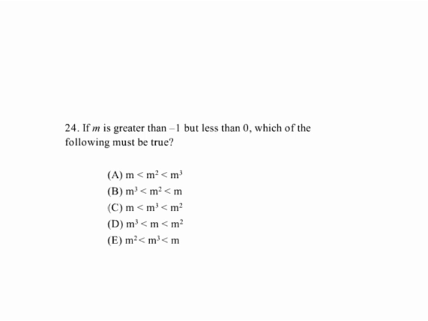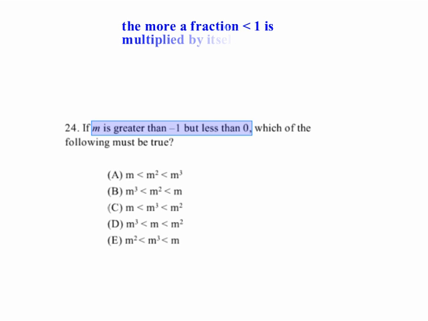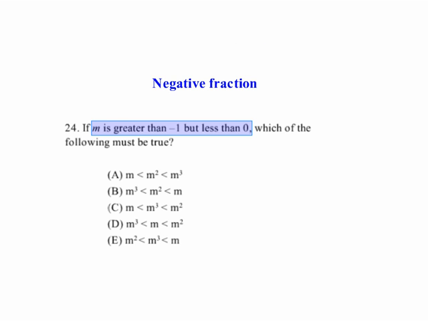In this question, we're given that m is greater than negative 1 but less than 0, and which of the following must be true? Well, remember that when you have a fraction less than 1, as you multiply it by itself, it actually gets smaller. For instance, 1/2 squared is 1/4. 1/2 is greater than 1/4. And we're given that this is a negative fraction, greater than negative 1. So it would be a negative fraction like negative 3/4, negative 1/2, negative 1/3.